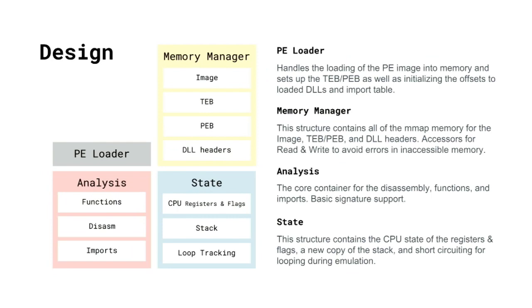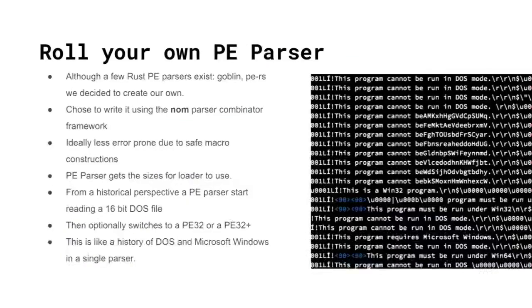It copies this, like a new state of the stack, for when it goes to another function, as well as I introduced loop tracking, which I'll get into a little bit later. It's basically for the emulation part.